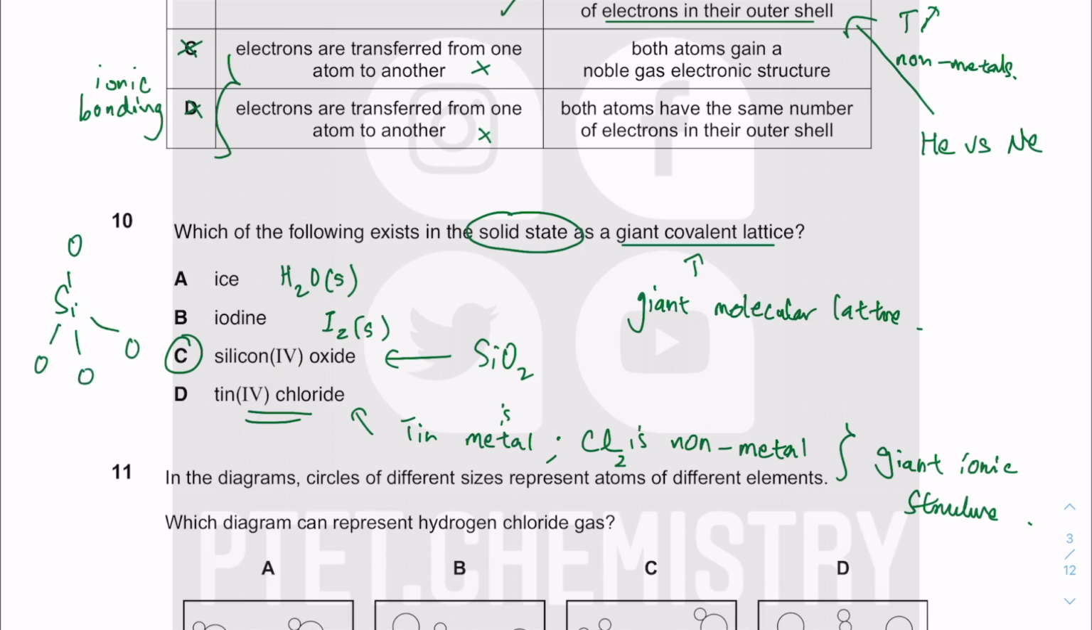Silicon is below carbon in period 3 in group 4. 4 outer shell electrons. 4 plus 4 give you 8. Each oxygen will form 2 covalent bonds, because oxygen is group 6, it's got 6 outer shell electrons. It forms 2 covalent bonds. The thing is, it will form bonds to silicon. And each silicon is bonded to 4 other oxygen again.